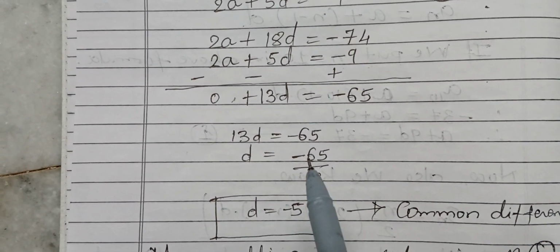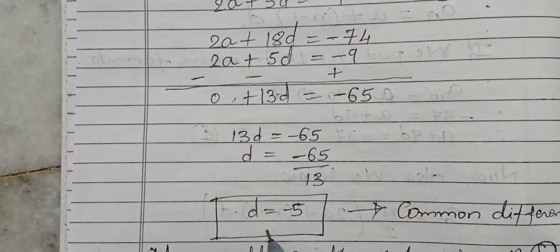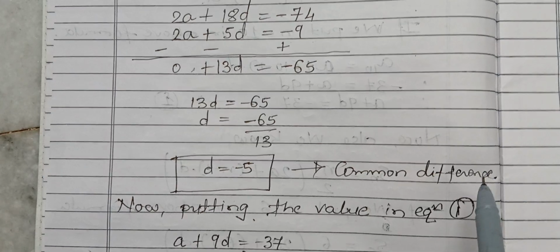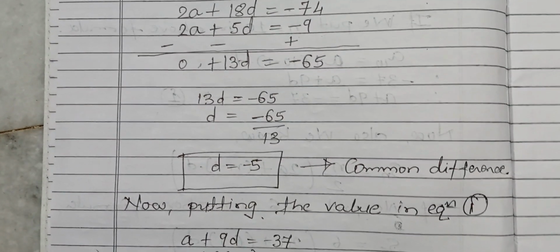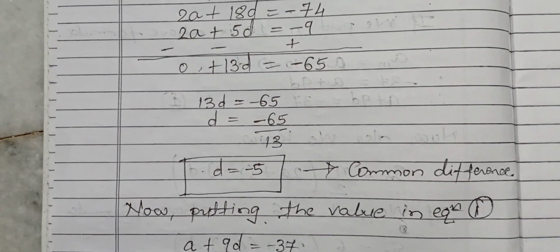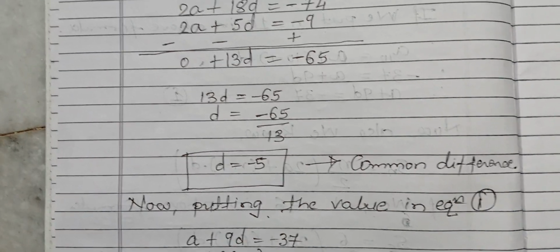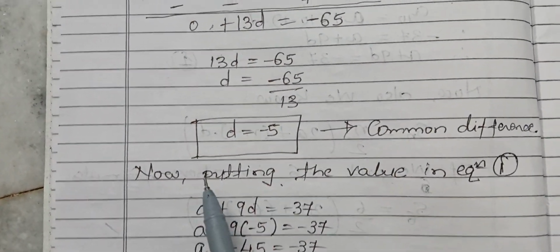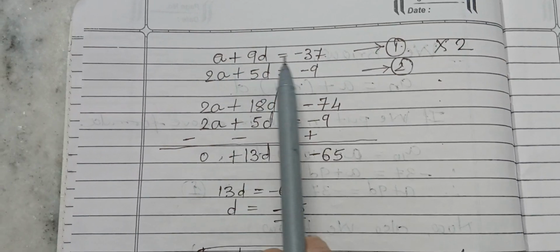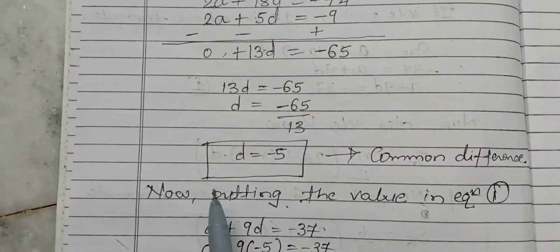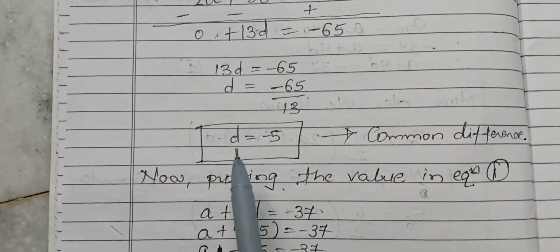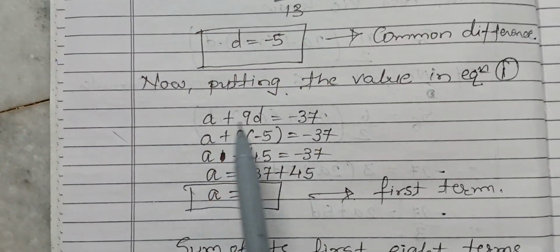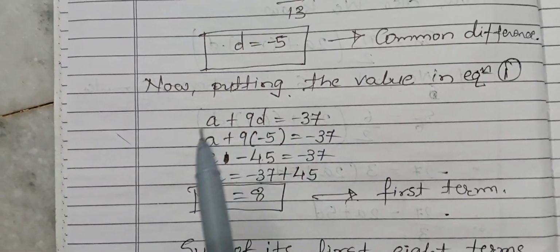The minus sign is for this particular number, and it will remain as it is. So d is equal to minus 5 is our common difference. So at least now we know the common difference d. So we put it in the first equation, a plus 9d is equal to minus 37. We will put this value of d, minus 5, in the first equation.